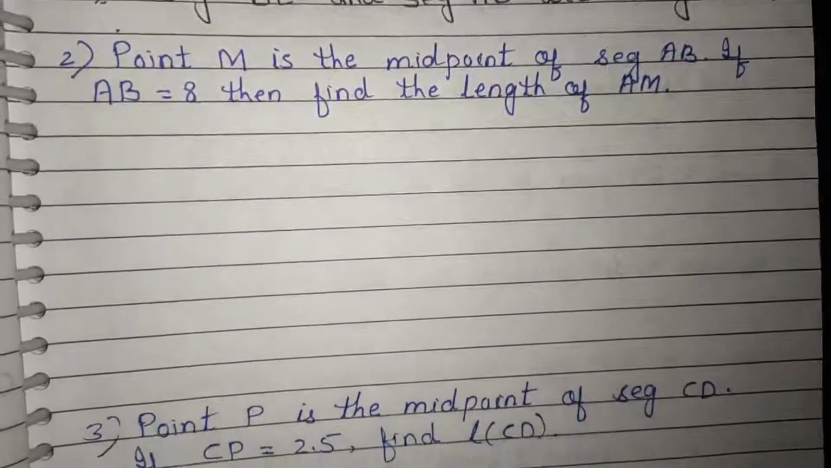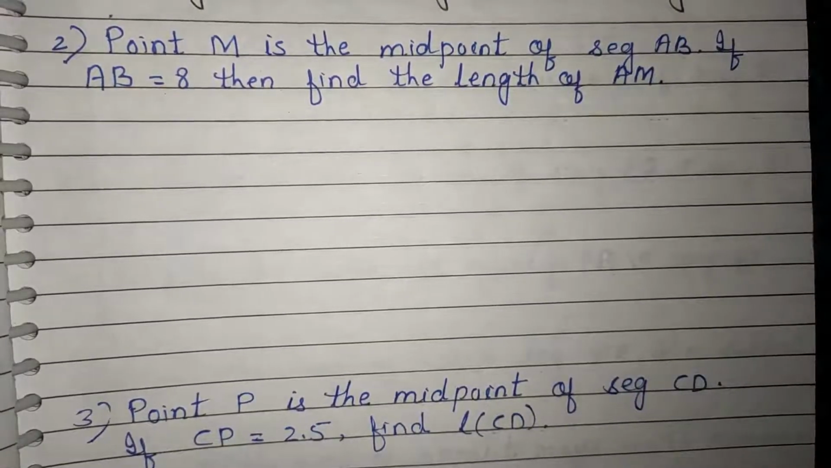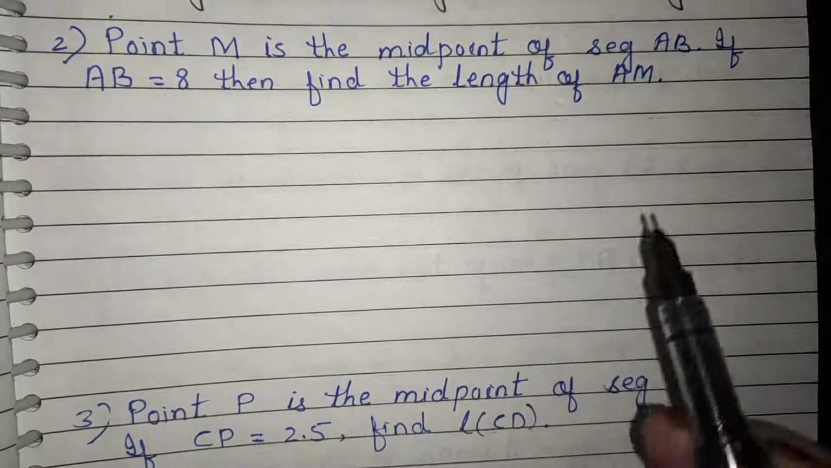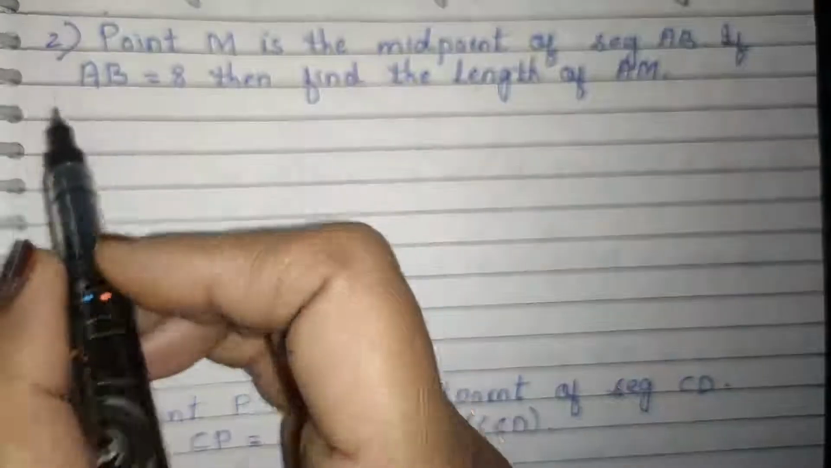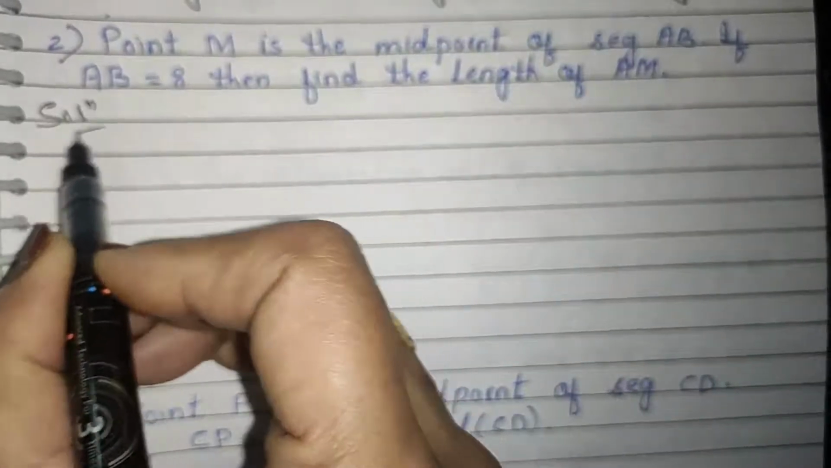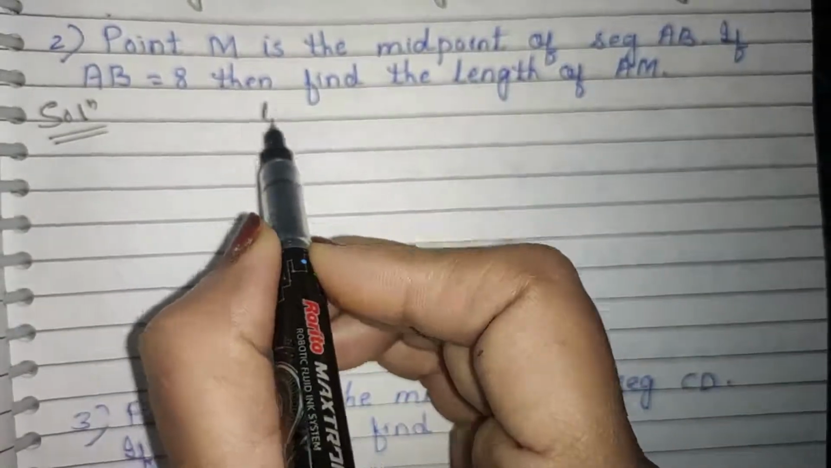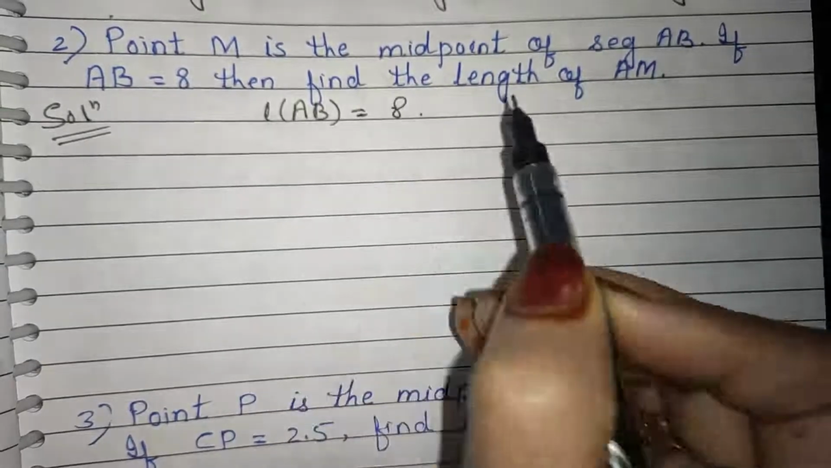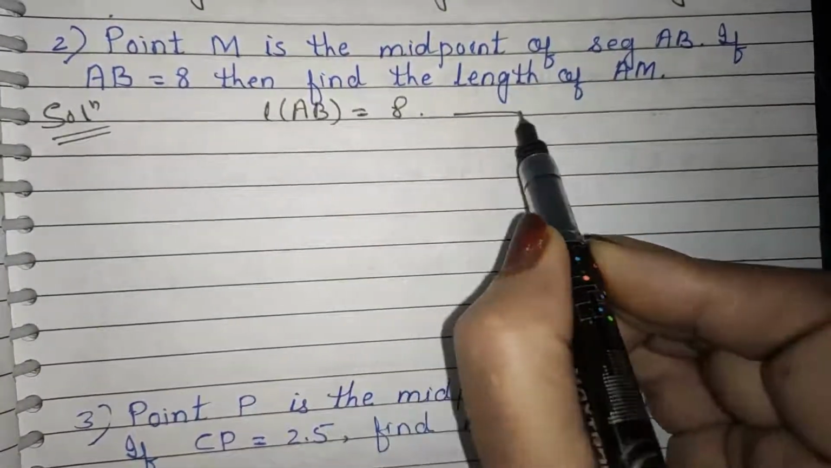Now next question. Point M is the midpoint of segment AB. If AB is equal to 8, then find the length of AM. Now, write down the solution here. Length AB is equal to 8. It is given. Okay.